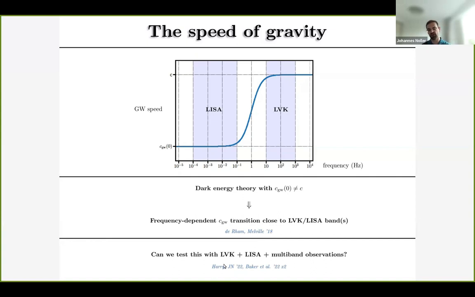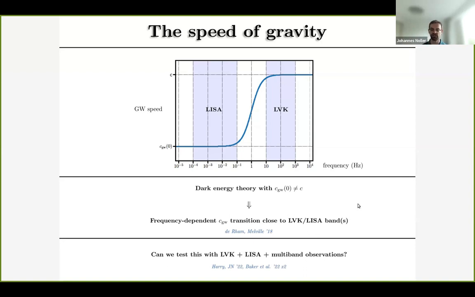The question that we are asking, and some others have been asking as well, is to really understand how we can use LVK observations and future LISA observations, as well as multiband observations, to nail this down and hopefully constrain these kinds of transitions. Along the way, we also constrain dark energy theories using propagation effects from gravitational waves.